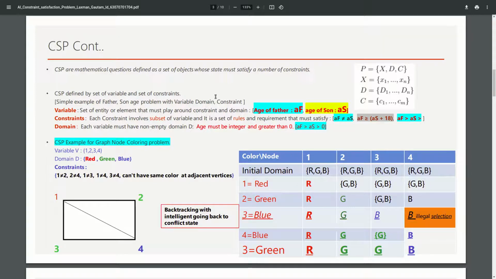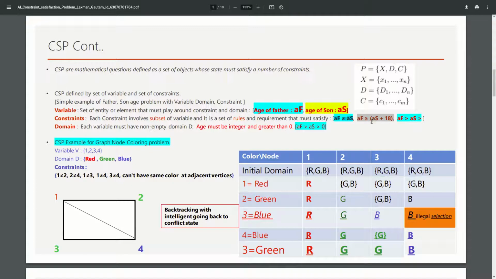So here, in our childhood we used to hear problems about finding the age of the father and the age of the son with different equations. I will try to give a simple example on the basis of that. Here I denote the age of the father as AF and the age of the son as AS, and those are the variables. So this is a two variable problem, and the given constraints could be: age of the father should not be equal to the age of the son if they are biological parents, and AF, the age of the father, must be greater than or equal to the age of the son plus 18 years.